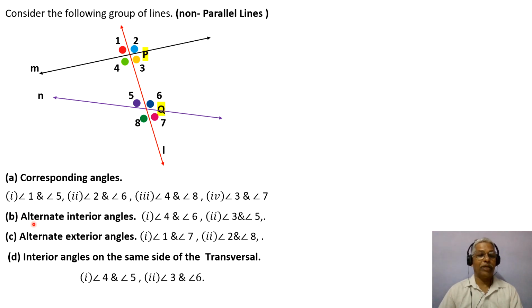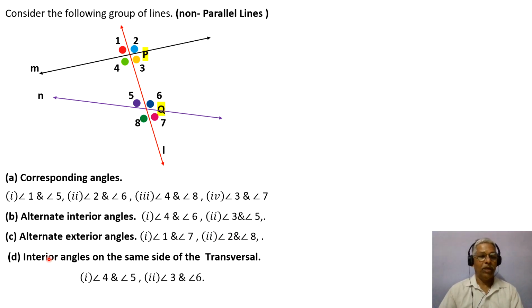Now B, alternate interior angles. The name itself gives much more information. See, 4 and 6 are interior angles and are alternate angles, and 3 and 5. Alternate exterior angles: 1 and 7, 2 and 8. See, alternate and exterior.